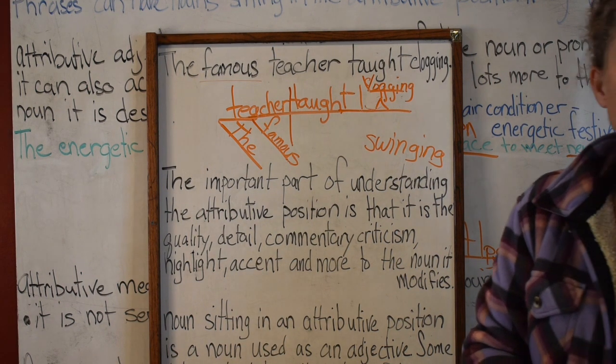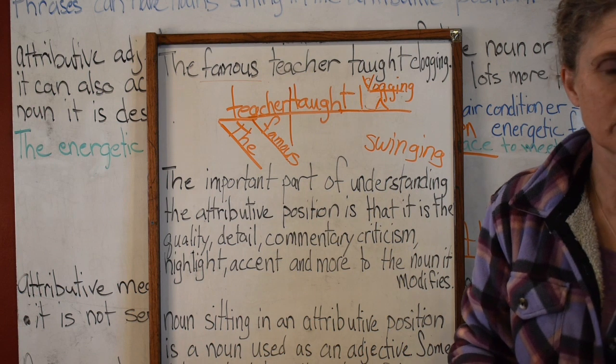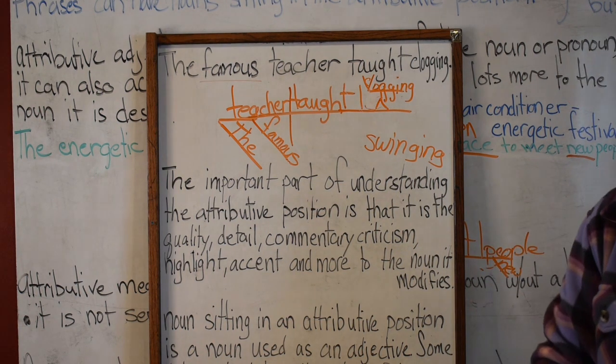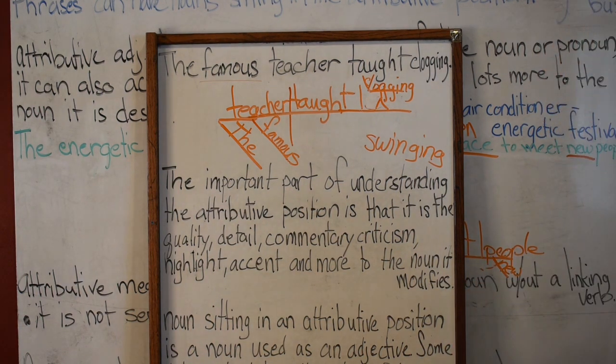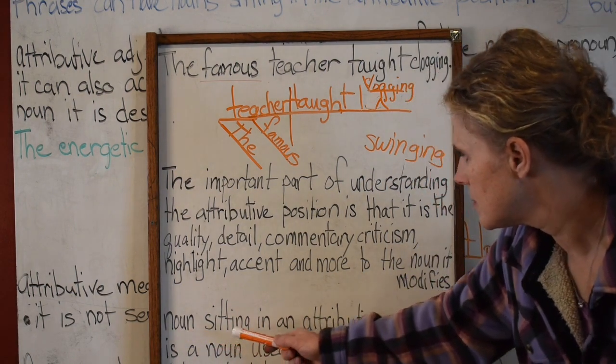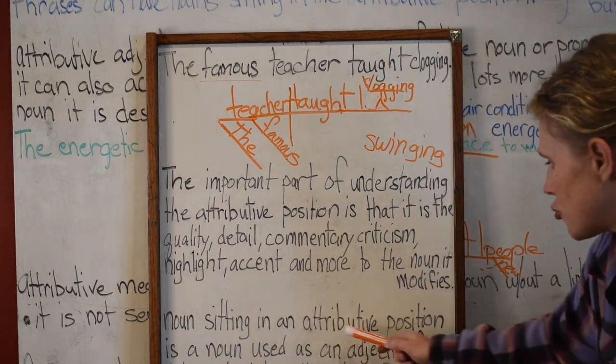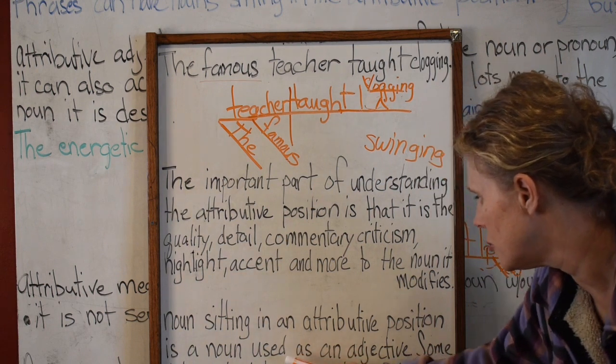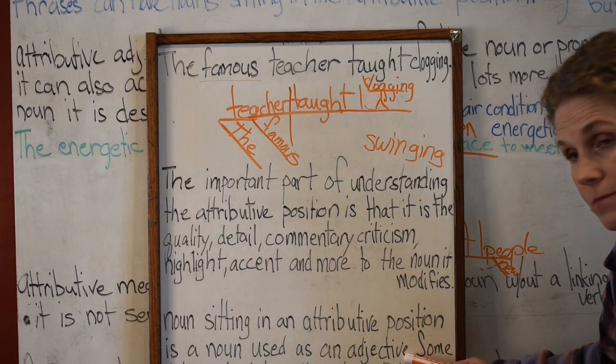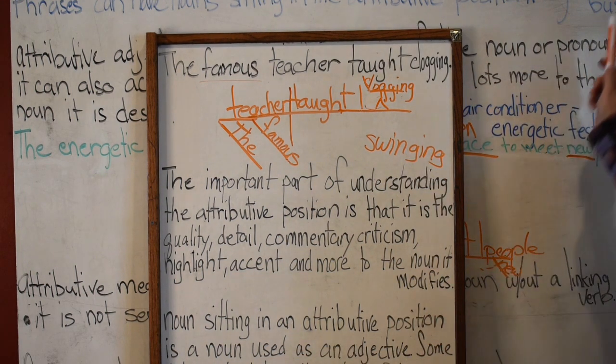Yeah, then you would have it in a prepositional phrase. Does that make sense? Okay, so now a noun sitting in an attributive position is a noun used as an adjective. That would be that. A noun used as an adjective.